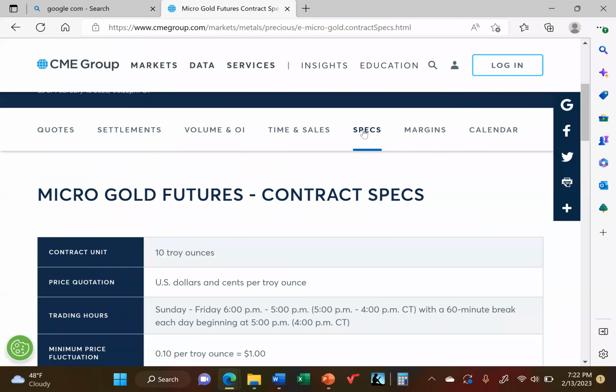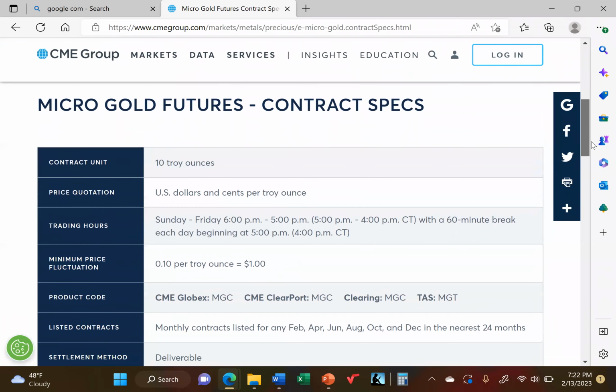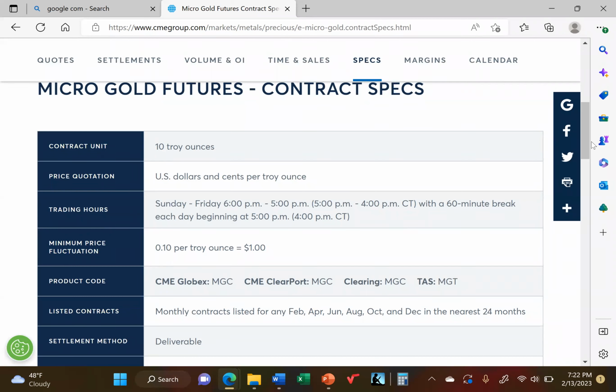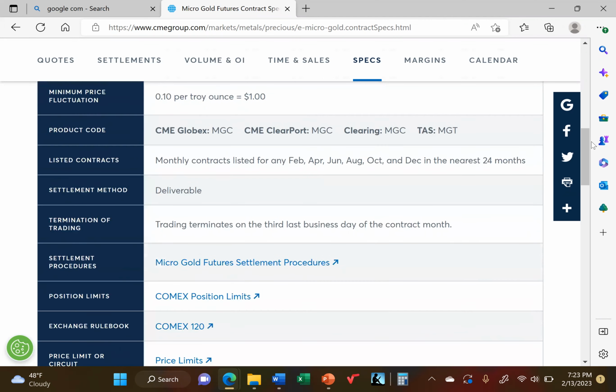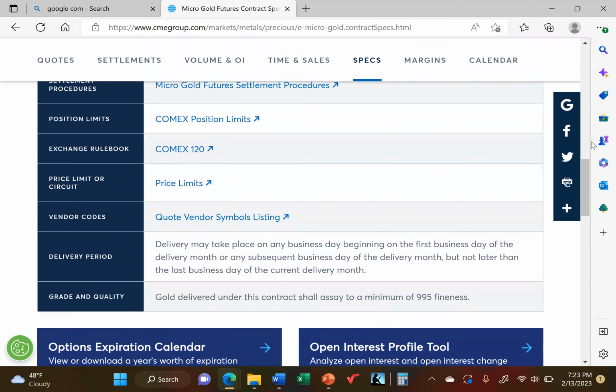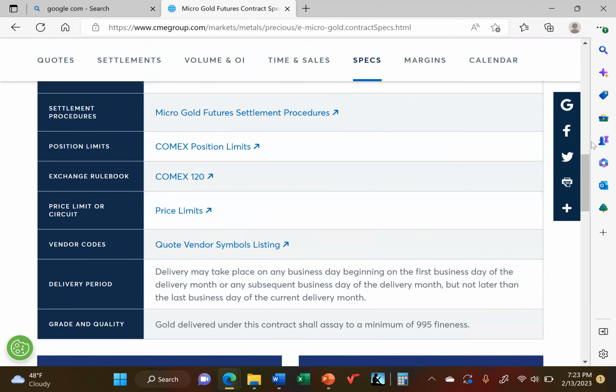Specs, there it is, specifications. Okay, so this is only 10 ounces. Now, this is important because this is good for small businesses. The traditional gold futures contracts were written on 100 ounces. And if you couldn't afford this, well, then there was a problem. So according to this, the one contract is for 10 troy ounces. So if gold is selling for $1,500 an ounce, then this contract is written on $15,000 worth of gold. And the margin requirement is, oh boy, not listed here.